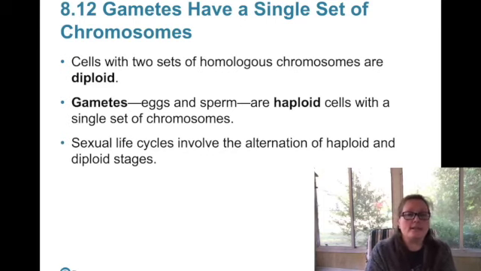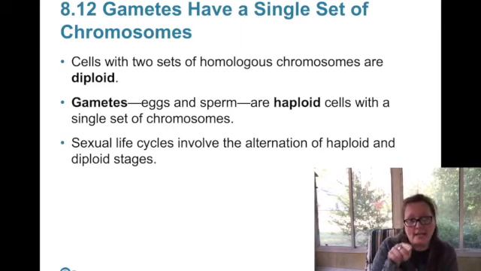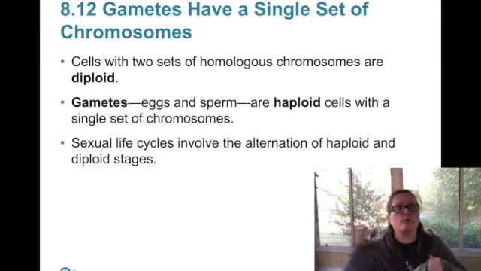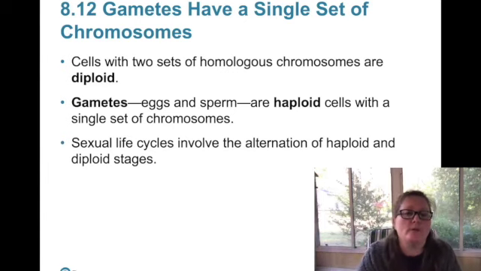The gametes, the egg and sperm. The egg is one gamete, the female gamete. The sperm is the male gamete. So egg, female gamete, sperm, male gamete. These are haploid cells with a single set of chromosomes. Haploid because it's only one. So haploid, one, diploid, two. You're going to have to see this a lot because you're going to see a little N for haploid and you're going to see a 2N for diploid. And that is going to be for the rest of bio 123 and in 124.